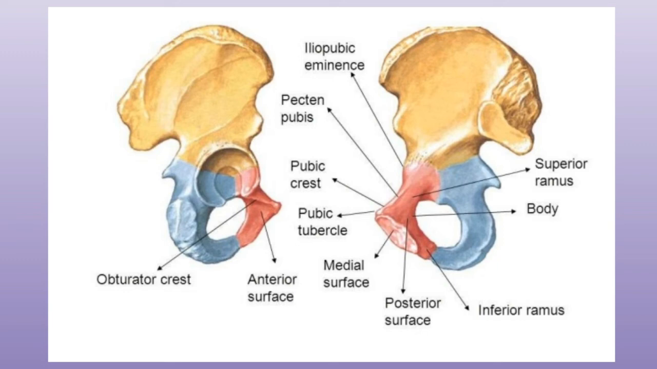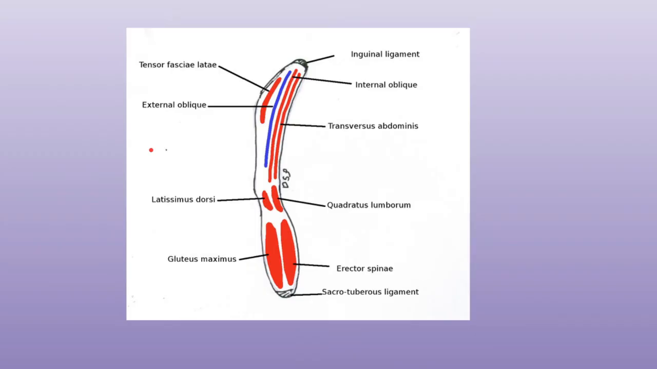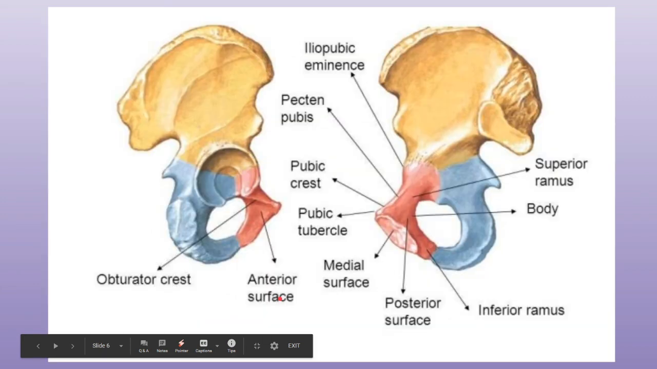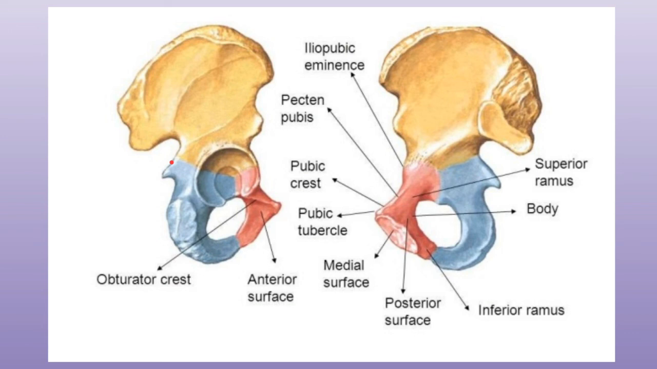Now next is the attachment at the posterior border of the ilium. Above the greater sciatic notch, there is attachment of the sacrotuberous ligament. Let's look at this diagram. This is the sacrotuberous ligament. Basically, the attachment of this ligament is present above the greater sciatic notch. And the upper margin of the greater sciatic notch gives origin to the piriformis muscle.